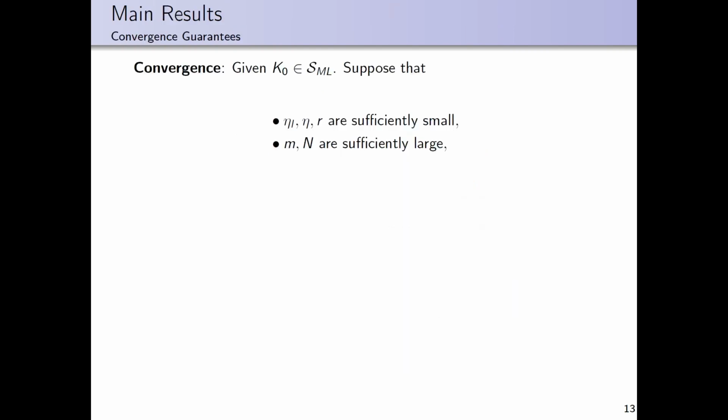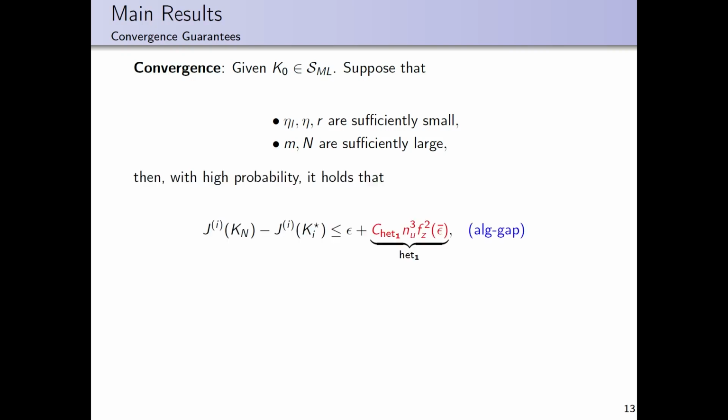Our convergence guarantees are the following. If we have an initial stabilizing controller, and then we set the parameters accordingly, we provide the detailed conditions in our full paper. Then with high probability, we show that the learned controller is going to be close to each task optimal controller, up to this heterogeneity term here. Okay, so the heterogeneity across the tasks impacts the learned controller.